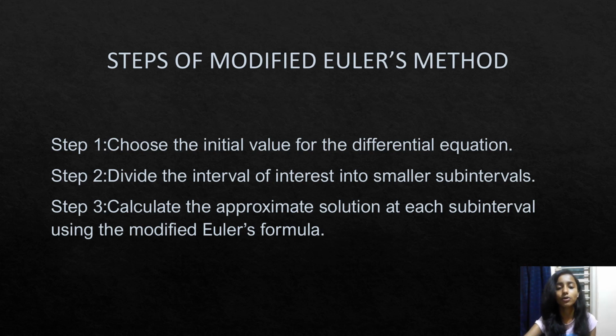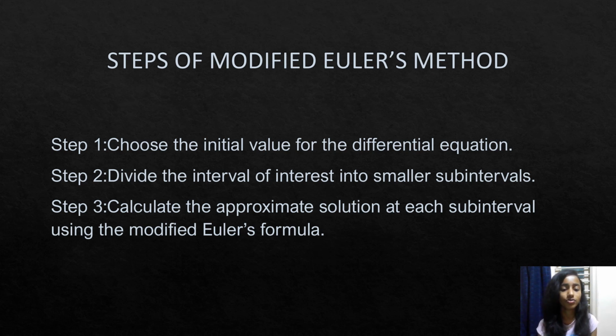Step 2 is approximating the next value of the dependent variable. Use the initial conditions to calculate the slope of the differential equation at the starting point. Multiply the slope by the step size h to obtain the approximate change in dependent variable over one step. Add this change to the initial value of the dependent variable to get approximate value of the dependent variable at the next step.